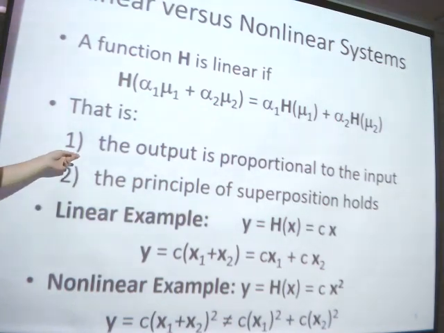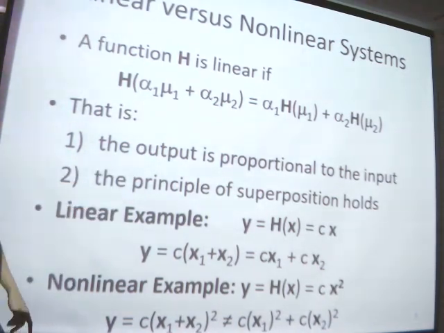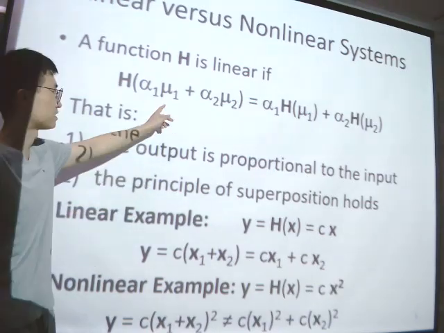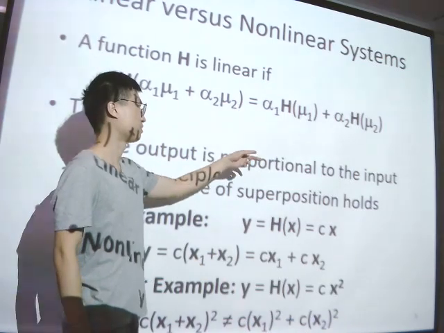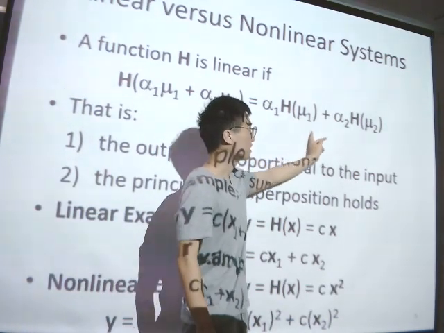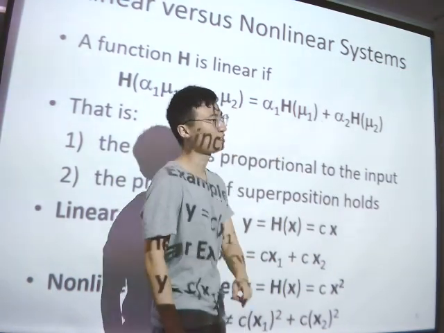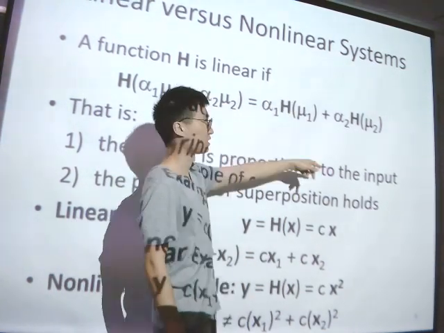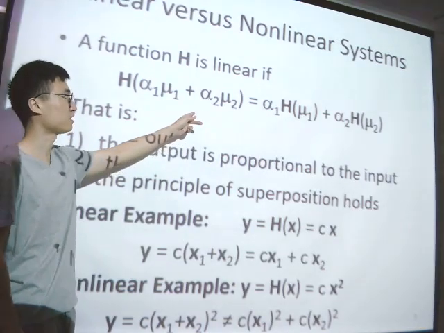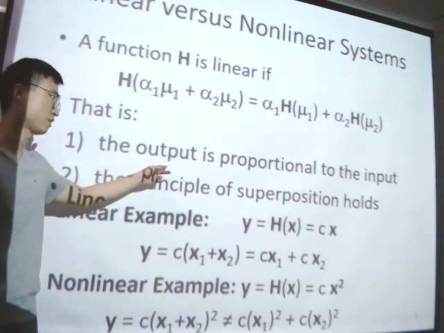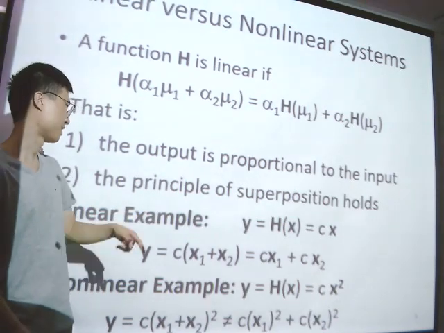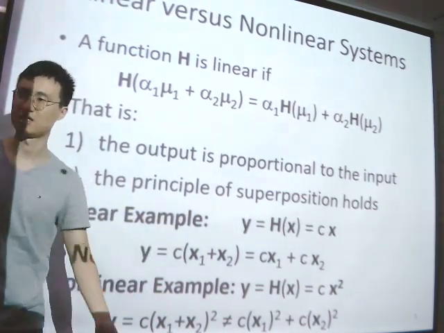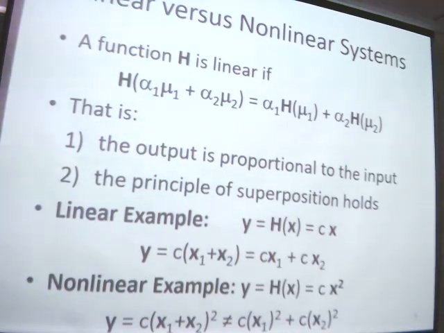You can see the output is proportional, even though the coefficients are different: when the input increases, this term increases, and the whole function also increases. So it is proportional to the input. And the second property is the principle of superposition. Have you heard about this? The principle of superposition?